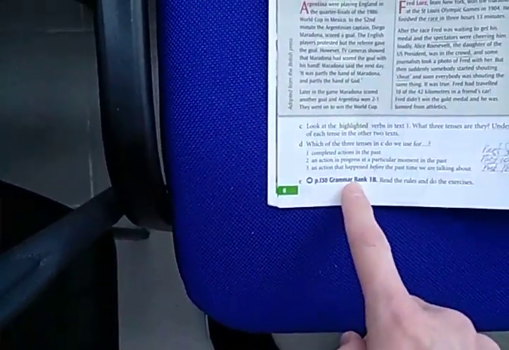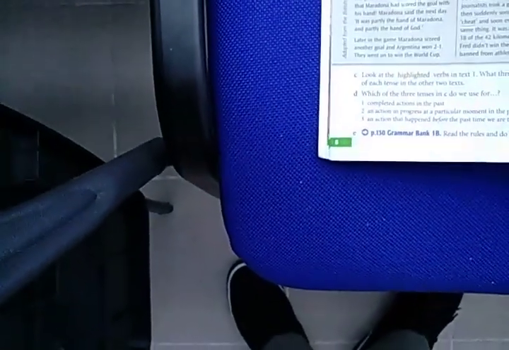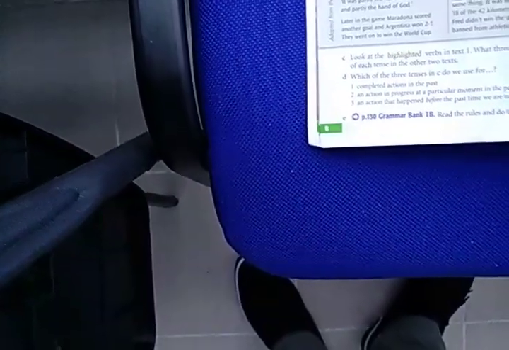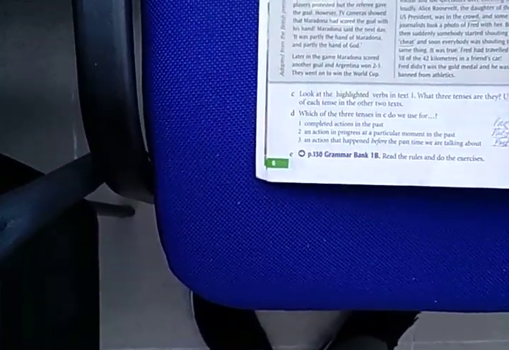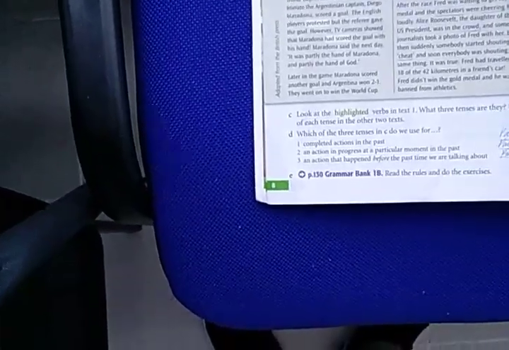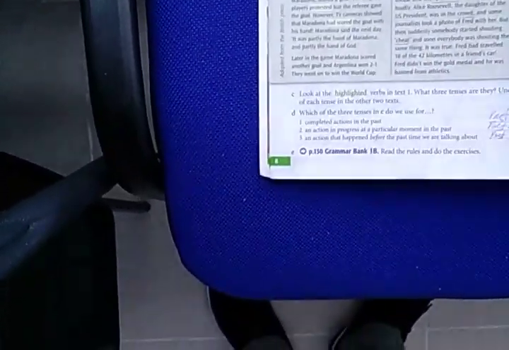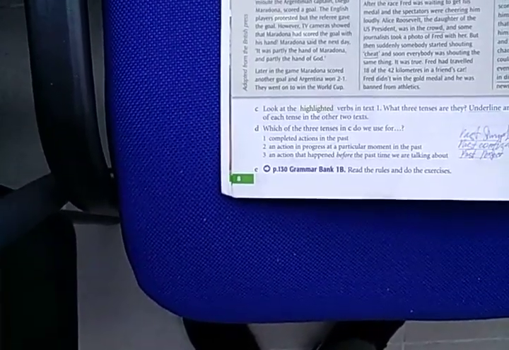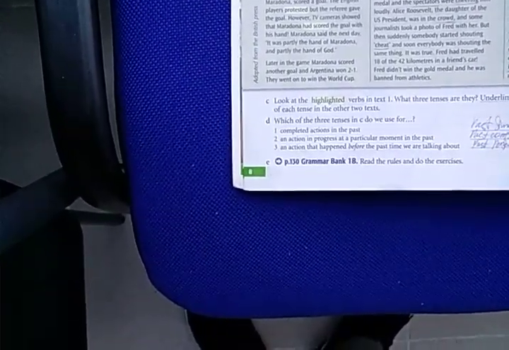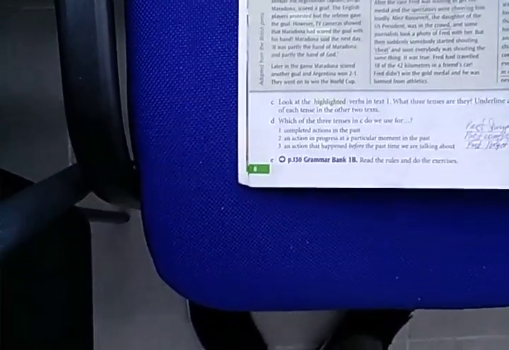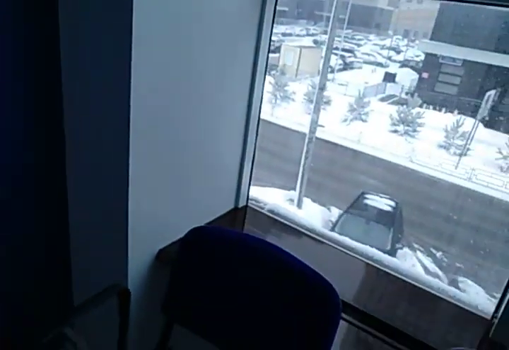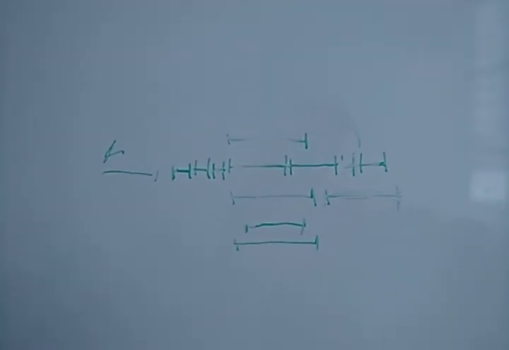So the best end result of this page, Bank 1B, is students understood the form and meaning of past simple, past continuous, and past perfect, doing the two written exercises. This is the best end result for this stage. The best end result of my explaining is that they understand the meaning with the help of these schemes.